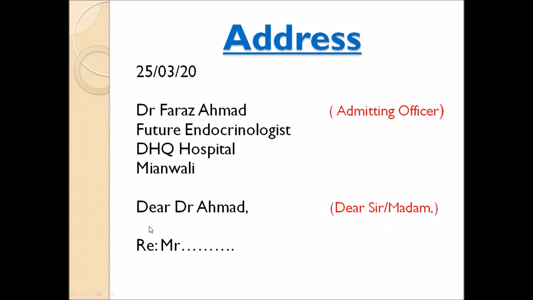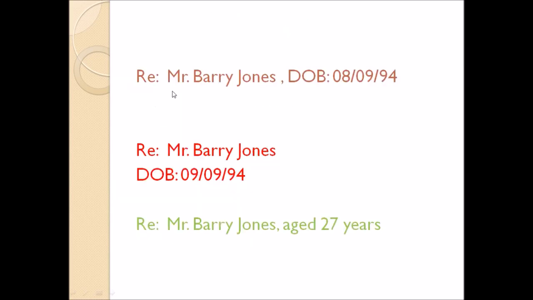Then you will leave a space and write the reference of the patient. You will write RE and then Mr. Barry Jones, comma, date of birth, in this way. You can also write the reference as Mr. Barry Jones and in the next line, date of birth. You can write it this way as well: Reference Mr. Barry Jones, comma, aged 27 years. So you can use any of these 3 ways while writing the reference of the patient.